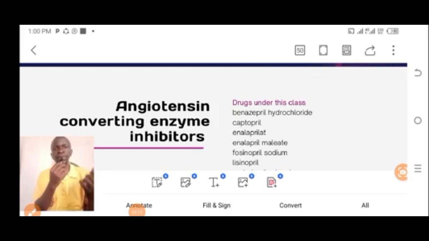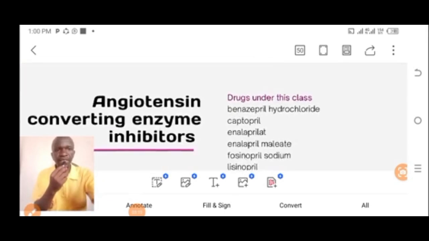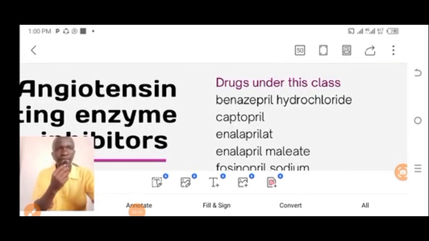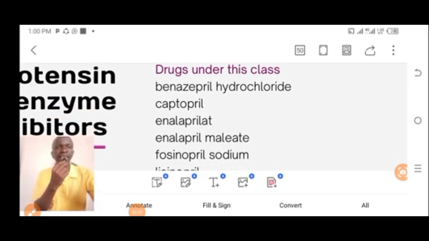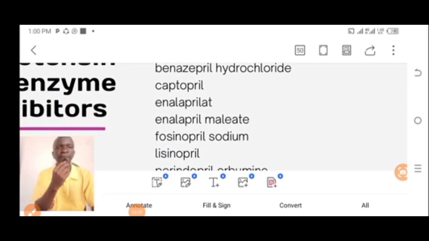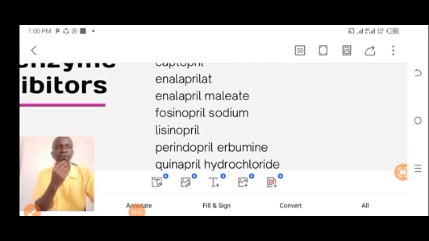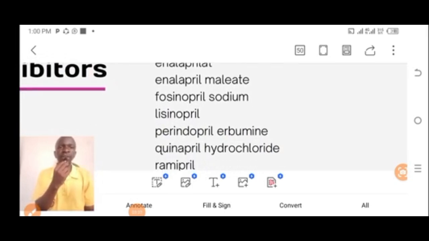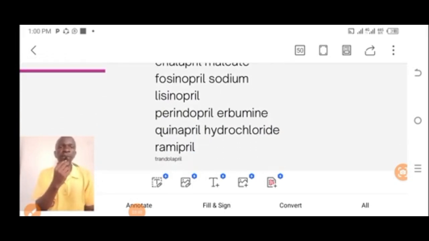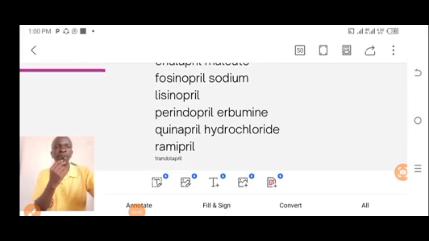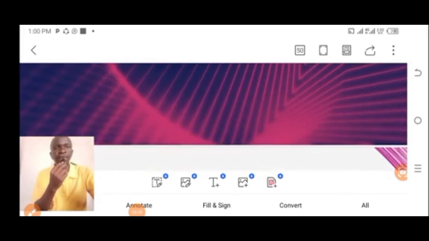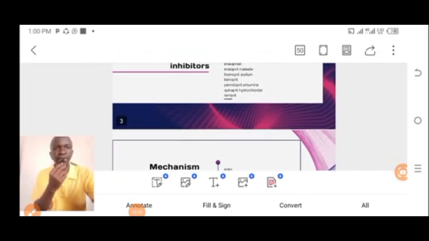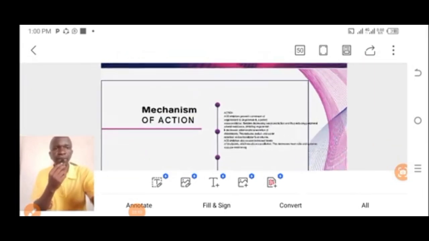So if you are asked to give drugs that fall under this class, these are some of them: benazepril hydrochloride, captopril, enalapril maleate, fosinopril sodium, lisinopril, perindopril, quinapril hydrochloride, and ramipril. So these are some of the drugs that fall under that class.